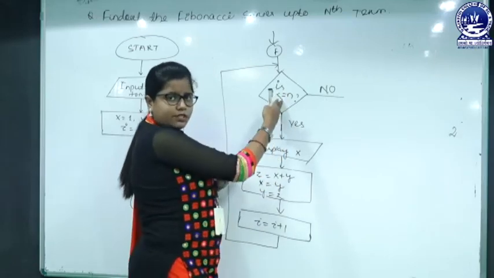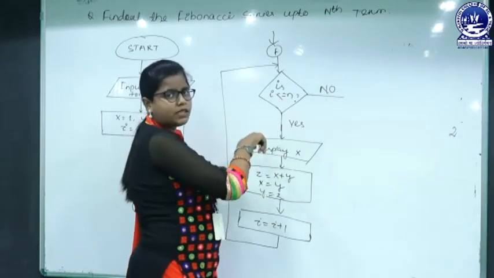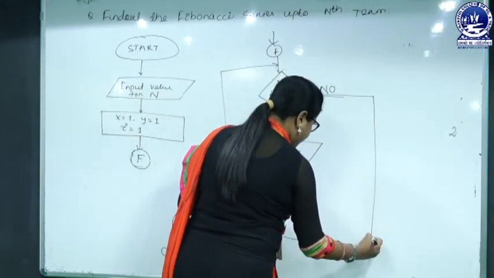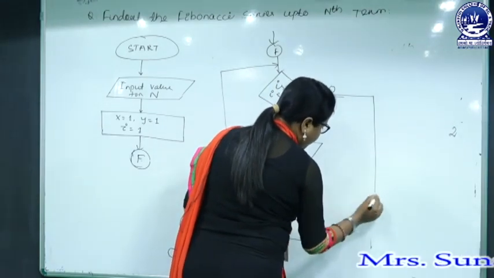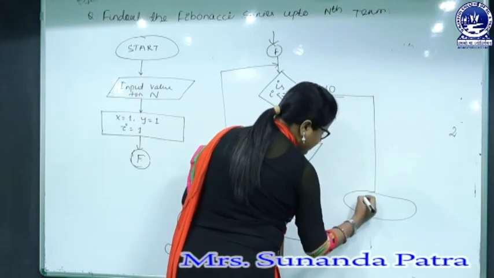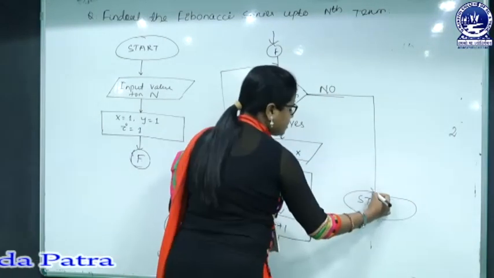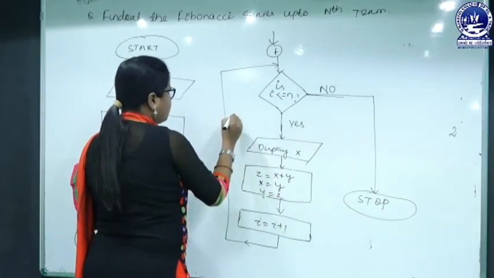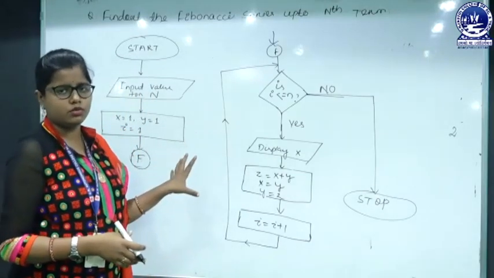If this condition is false, that is no, we have to follow this false path or no path, and if the control variable is out of range, then we need to stop here. So we can put that stop into the oval symbol. So this is the flow of execution. You can put these arrow marks to represent the flow of the execution.